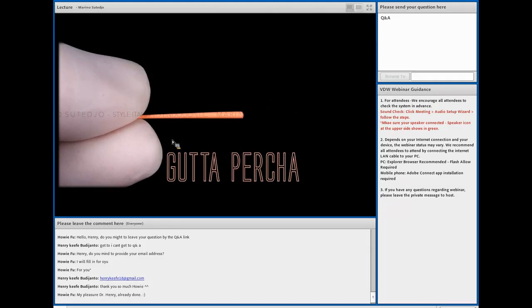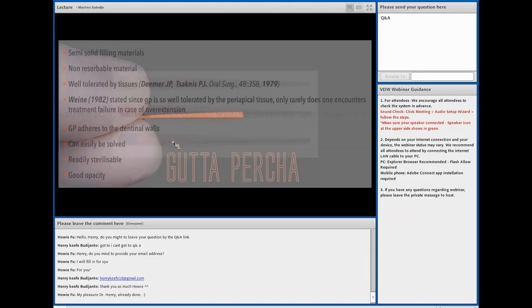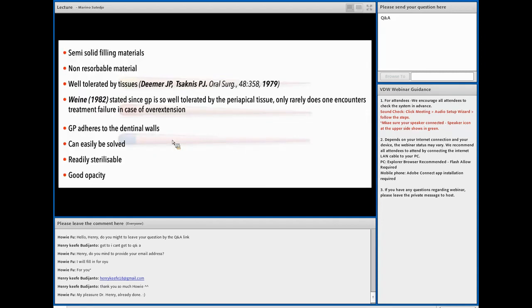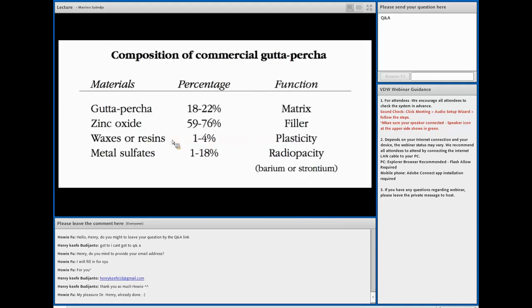The main material that we use up to date is gutta percha, which is still widely used. It is a semi-solid filling material. It is non-resorbable, biocompatible, can be easily sterilized, and has very good opacity. If you look at the composition of gutta percha, it has zinc oxide as a filler and a metal sulfate for radiopacity.